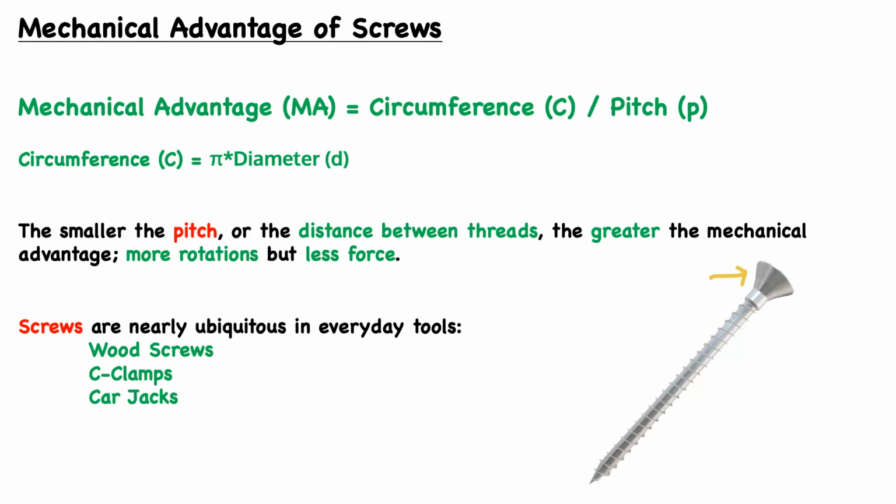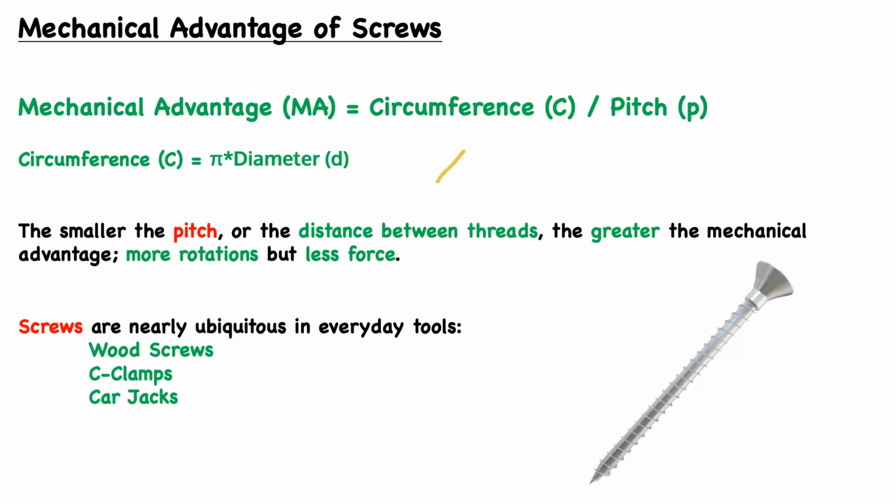This is very important. We want to make sure that we're referring to the correct regions of the screw when we're determining the mechanical advantage. And as a quick refresher, the circumference is simply equal to pi times the diameter. So the smaller the pitch, or the distance between threads, again, this is the meaning of pitch, the greater the mechanical advantage. This translates essentially to more rotations, but less force. So this is similar to the inclined plane. We're increasing the distance, and therefore we are reducing the force that's acting against the effort.